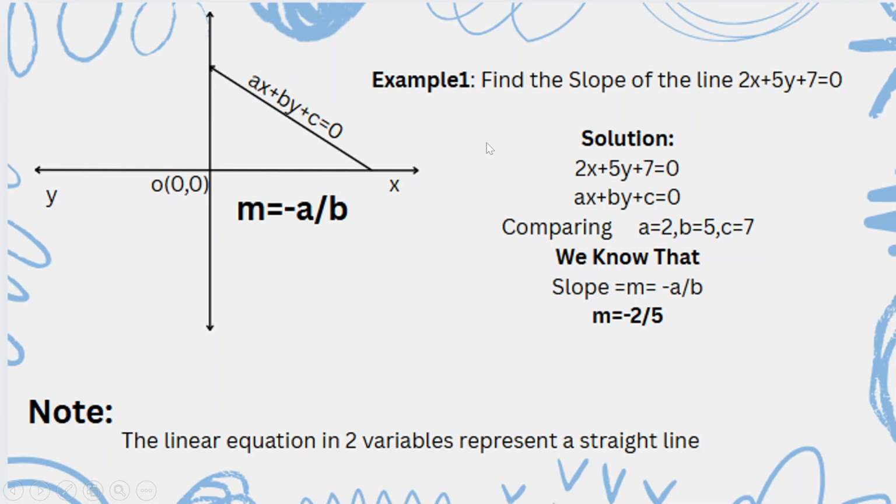Now we can take the first example, where we are to find the slope if the line is 2x plus 5y plus 7. So we compare it with the original form, which is ax plus by plus c. On comparing, we know that a is equal to 2, b is equal to 5, c is equal to 7. So in this case slope is m, which is equal to minus a over b, which is minus 2 over 5. It is the easiest formula to calculate the slope if we are given the line.